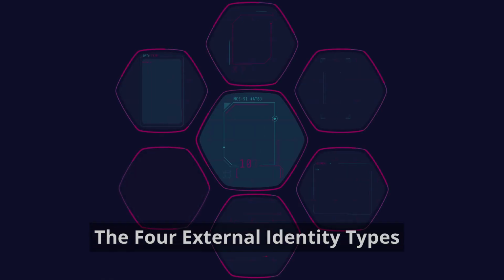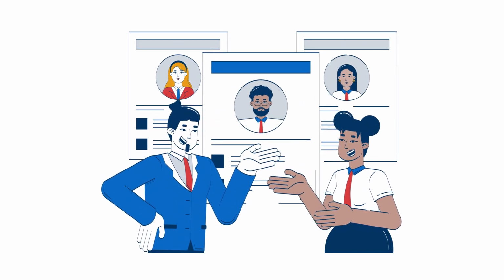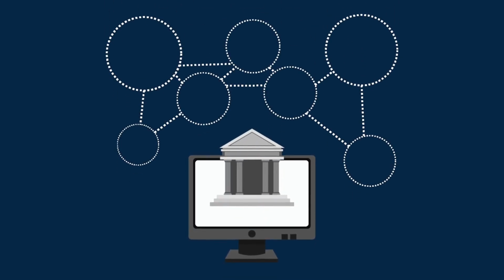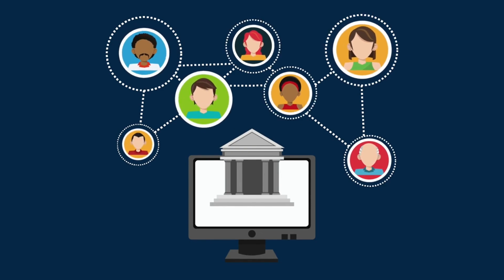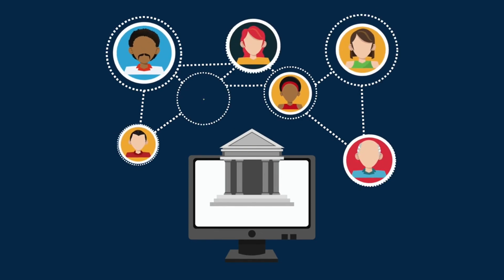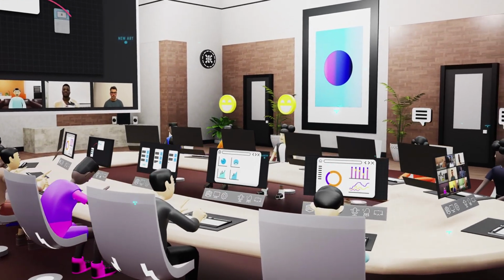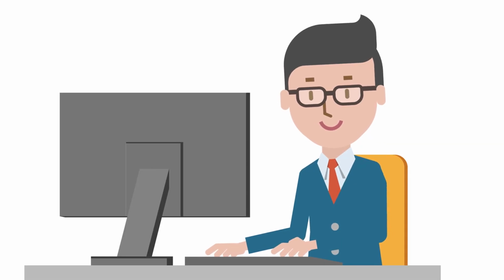The 4 external identity types. Now, there's a second dimension to this problem that often gets missed in CIAM evaluations. Most platforms are designed for one type of external identity, the retail customer. The person who opens an account, registers for online banking, logs in from their phone. CIAM demos are almost exclusively built around this use case. But financial institutions don't just serve retail customers. They manage 4 distinct external identity relationships, each with different access requirements, different lifecycle patterns, and different governance expectations.